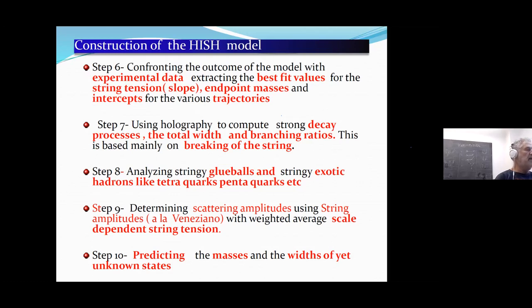Step 9, which I won't discuss today, is determining the scattering amplitude using string amplitudes a la Veneziana with weighted average scale-dependent string tension. This is work that we have done recently where we showed that one can go from a string amplitude to a partonic one. And finally, step 10 is to predict states and widths of unknown states.